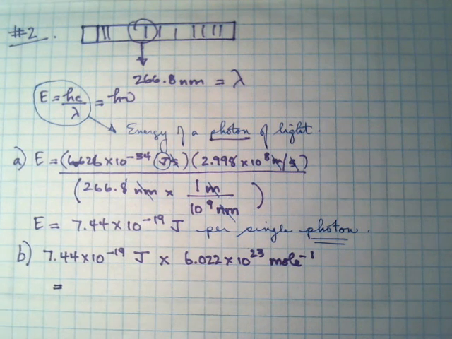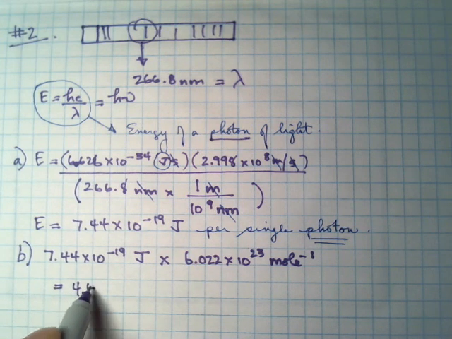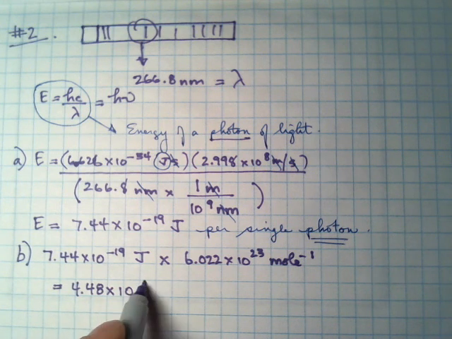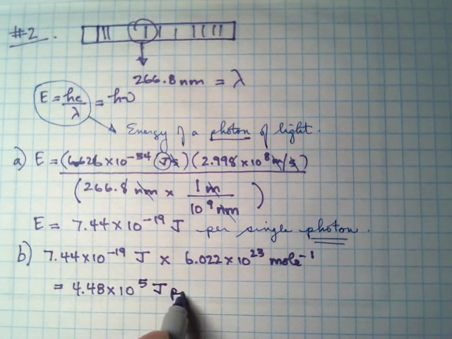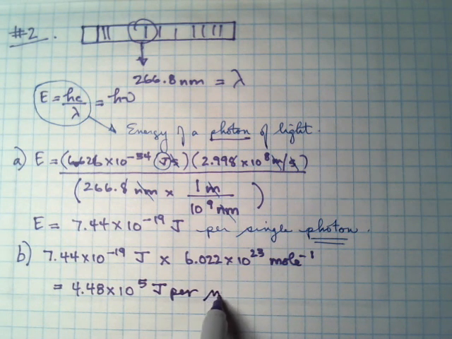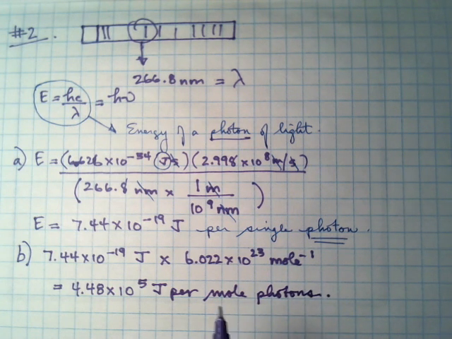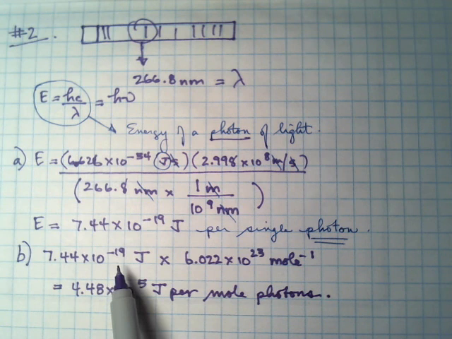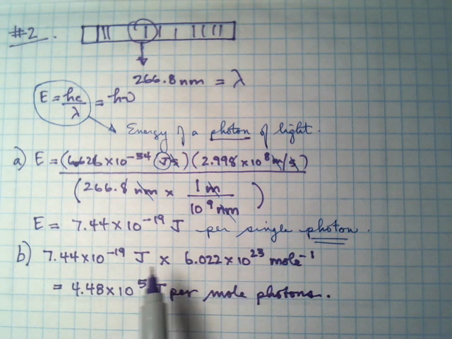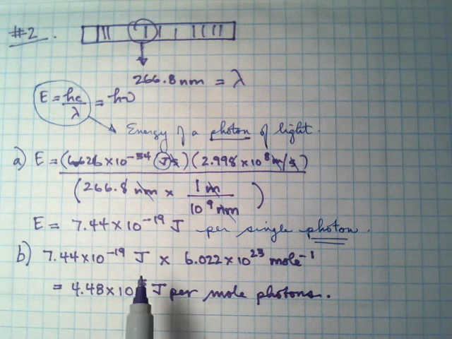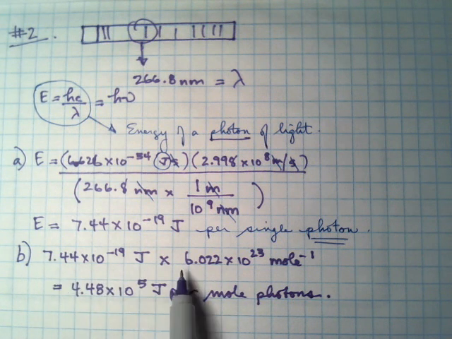So multiply this through, it'll be a much larger number now. In fact, it's 4.48 times 10 to the 5 joules per mole of photons. And you can always check in your head that that makes sense, right? When you multiply, you add your exponents. Of course the 7 and 6 will multiply, but it should be around 5 or 4, and it is. So that's the answer to number 2.